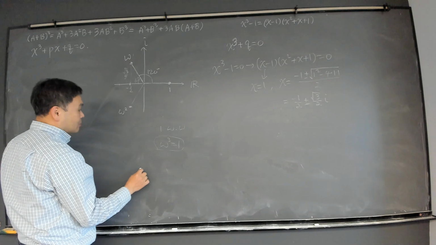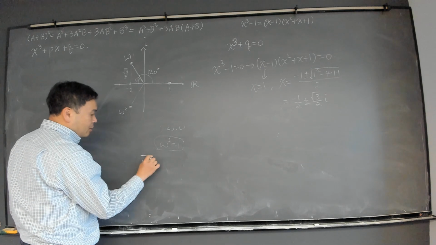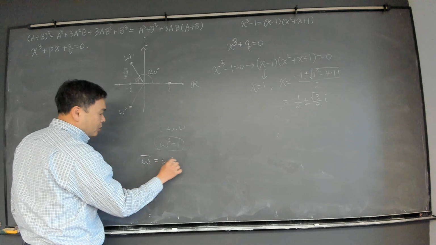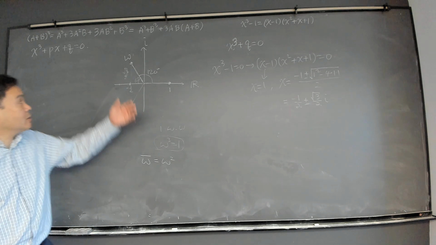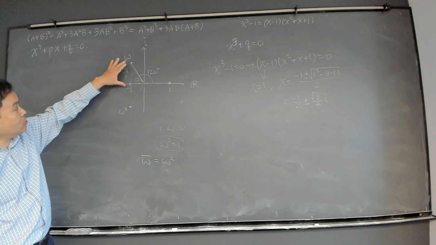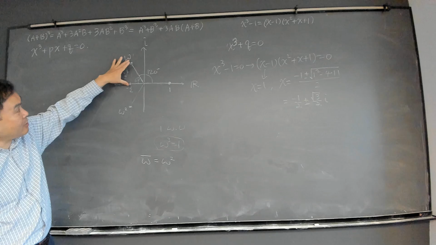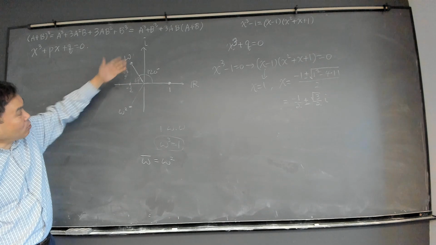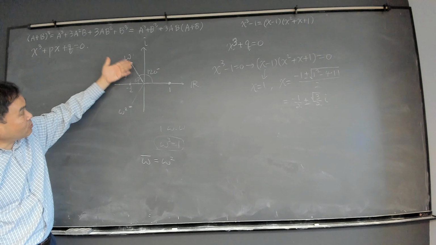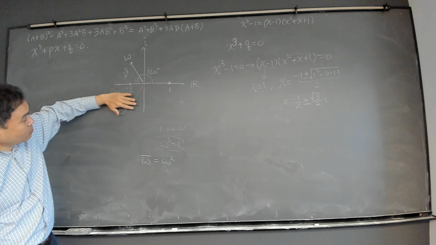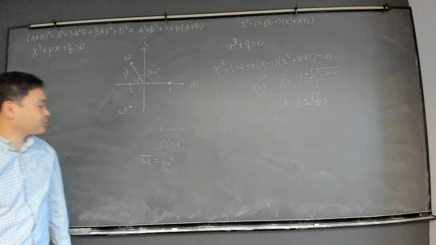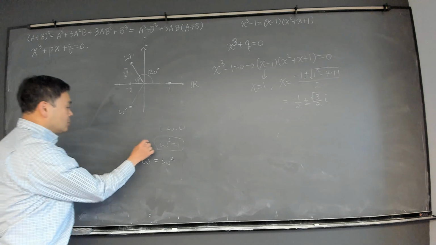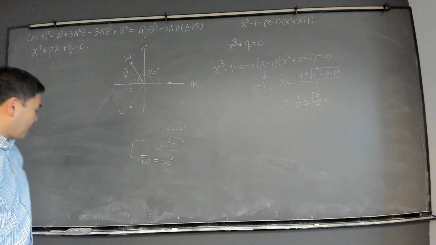Another one is that omega bar is equal to omega squared. This bar is what's known as the complex conjugate, and complex conjugate means you take the imaginary part and you flip it over the real part. So if you take the omega and you flip it over, you get omega conjugate, and that's the same as omega squared. Okay, so these are two good properties.